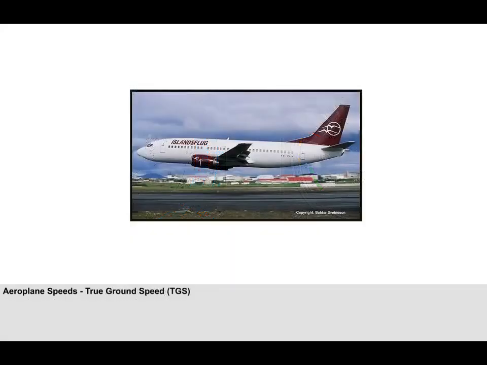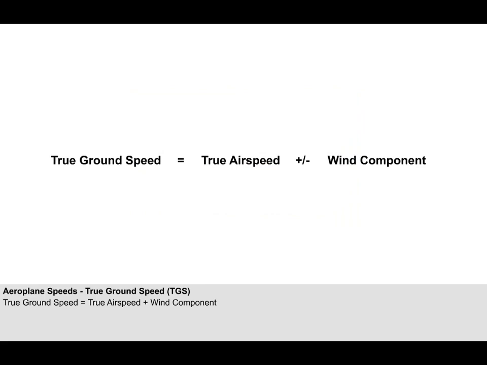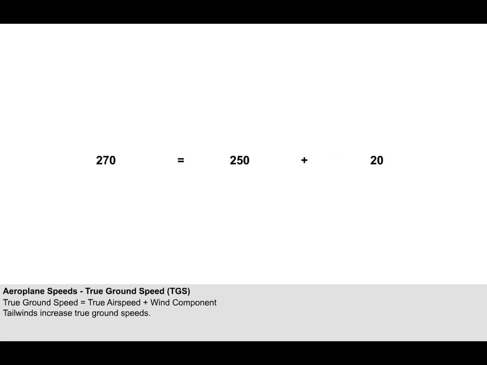The next speed to consider is the true ground speed, abbreviated to TGS or just GS. This represents the aeroplane's speed within a fixed ground reference system. Put more simply, it is the aeroplane's velocity over the ground. The true ground speed is equal to the true airspeed plus the wind component. If there is a tailwind, then the aeroplane's speed over the ground will increase by a value equal to the speed of the tailwind. So, in our example, if the true airspeed is 250 knots and the tailwind is 20 knots, the true ground speed is 270 knots.